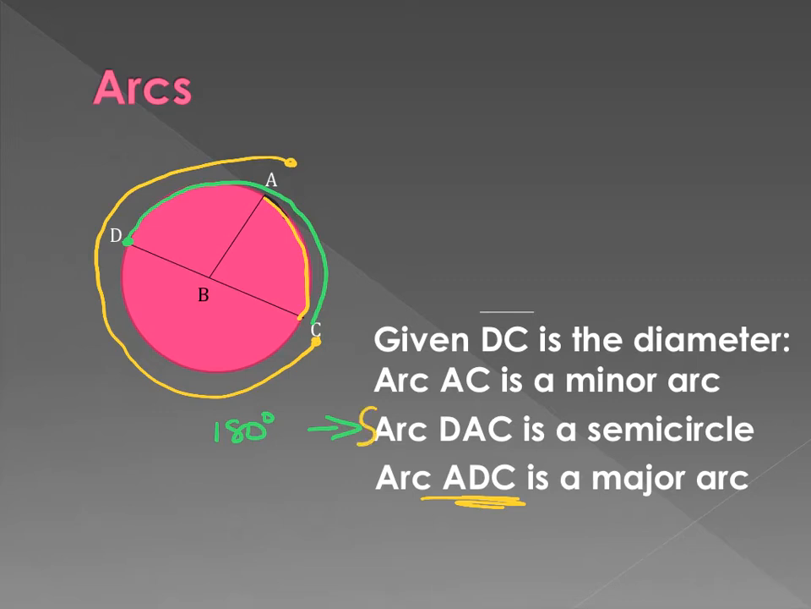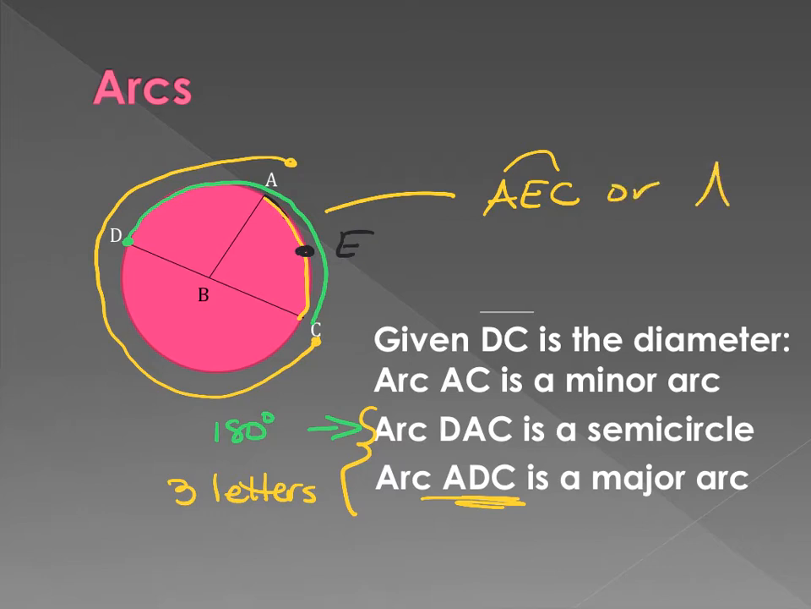When we name the semicircle arc and the major arc, we're going to use 3 letters to name it. When I'm naming my minor arc, I can name it with 2 or 3. I don't need 3 for the minor. So for example, if I were to put another point on here, in between A and C, and let's say I call this E, I could also call this minor arc AEC, and name it with 3 letters, or you could just name it with the 2.